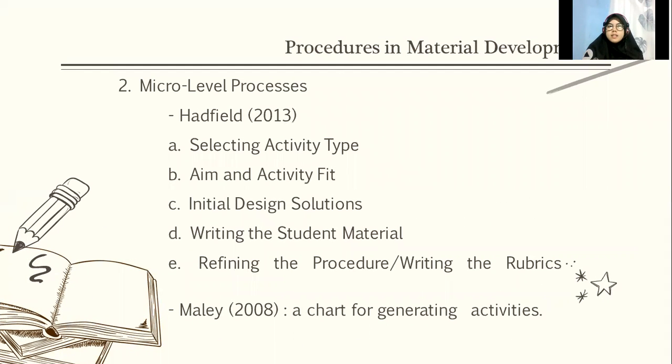The second process is the micro level process. There are two approaches for detailed writing in this process. The first is from Hatfield. Hatfield identified five stages for the writing process. The first one is selecting the activity type, then the activity fit, and then the initial design solution, writing the students' material, and last, refining the procedures or writing the rubrics.